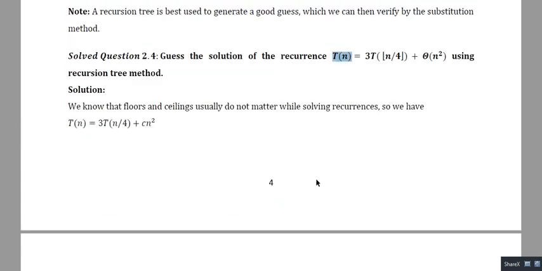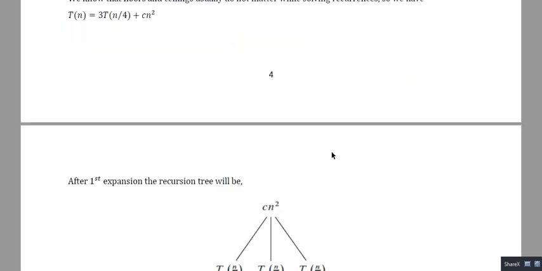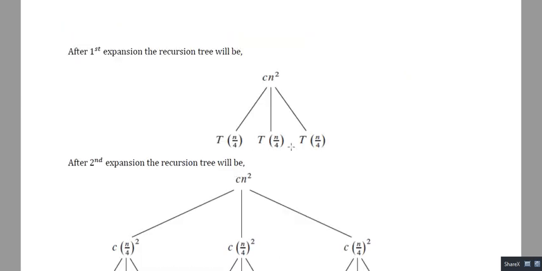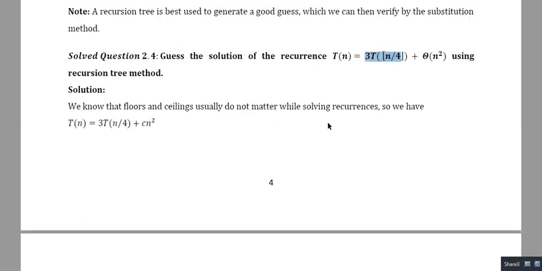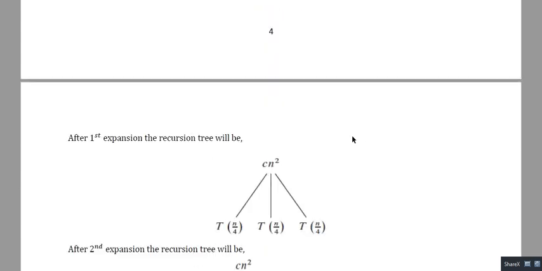Then how many subproblems? 3 subproblems. So you make 3 children, T(n/4), T(n/4), T(n/4). So similarly, again this can be expanded. So this is the scenario after the first expansion of this recurrence: n square having 3 children, T(n/4), T(n/4), T(n/4), right?